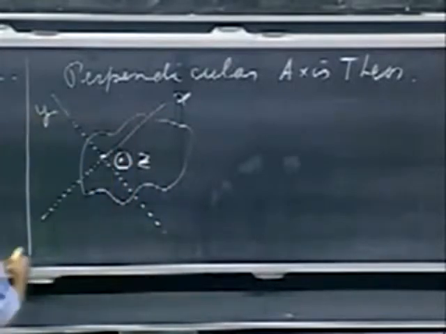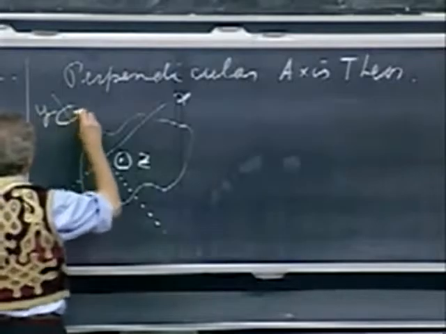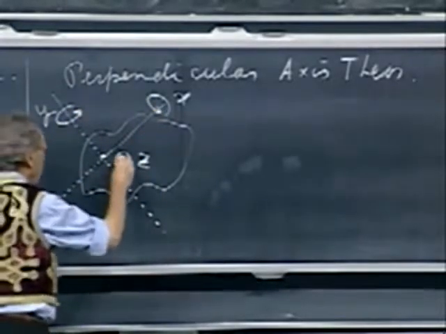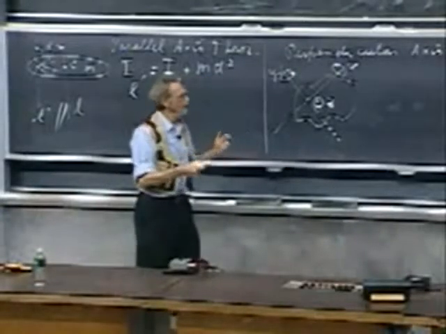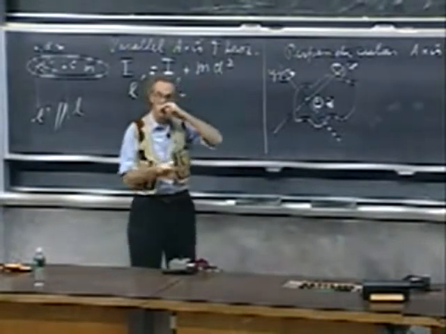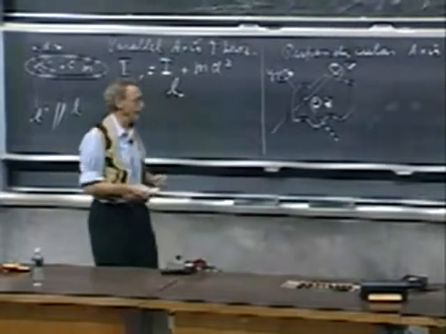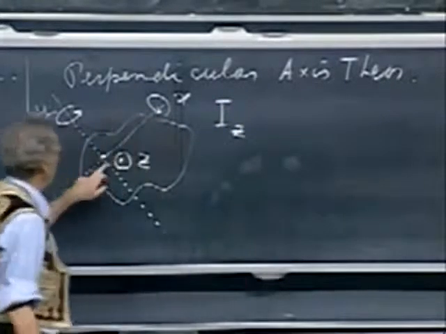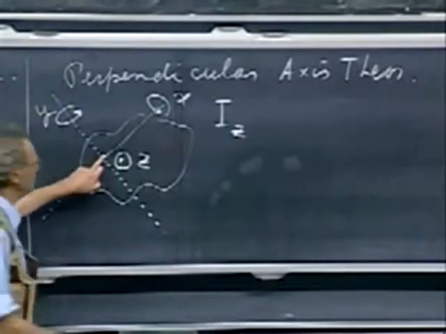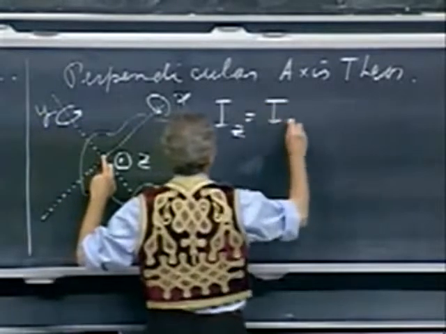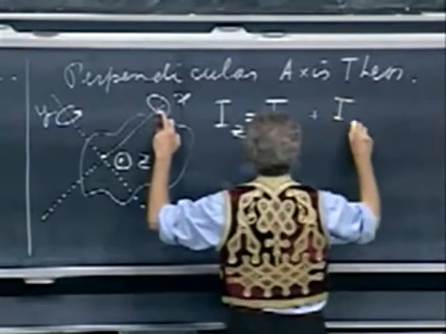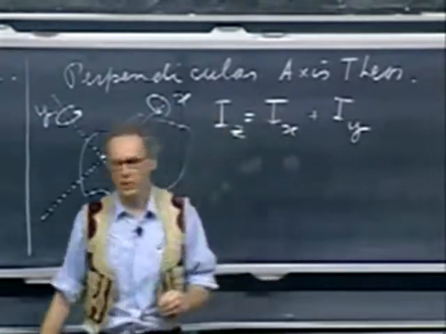And so you see that here, x cross y equals z. Now you can rotate this thin plate about this axis. You can also rotate it about that axis. And you can also rotate it about the z-axis. And then the perpendicular axis theorem, which your book proves in just a few lines, tells you that the moment of inertia for rotation about this axis here is the same as the moment of inertia for rotation about x plus the moment of inertia for rotation about the axis y.